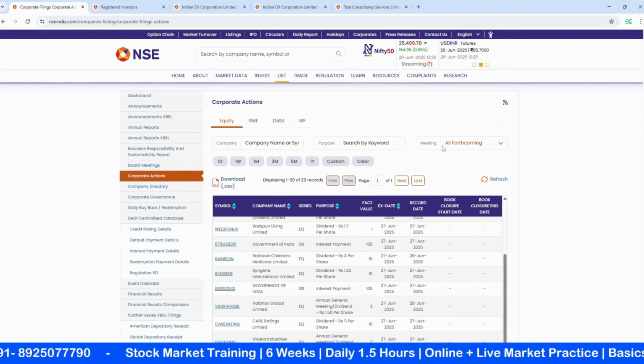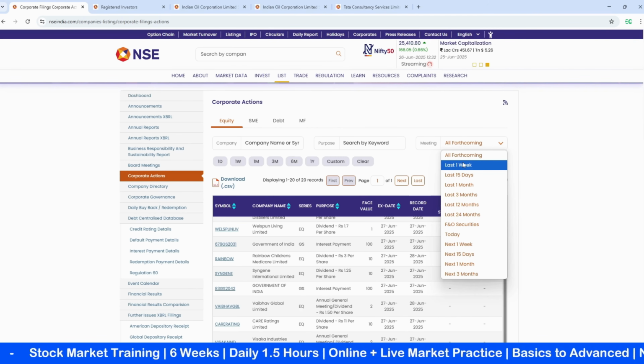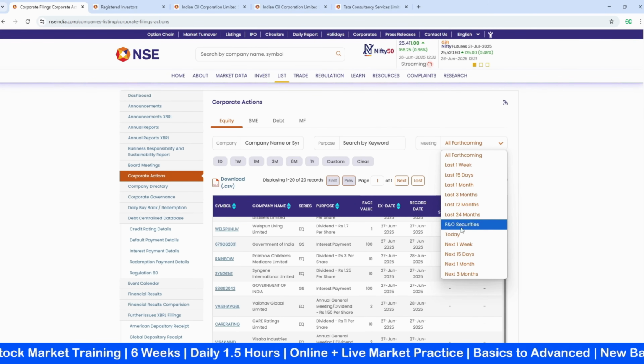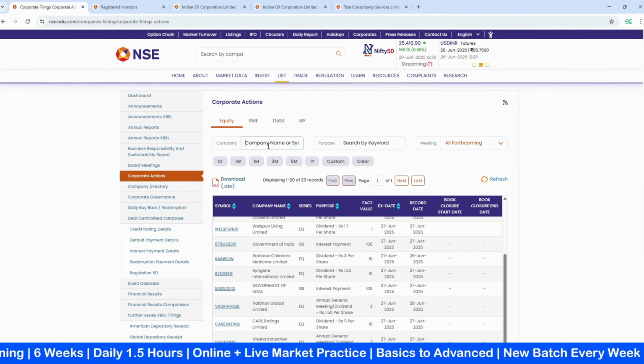Here I mentioned a feature called forthcoming, but if you want to know which company gave a dividend last week or next week, you have these features. If you want to know specifics for a company, you can use these filtering options to do so.